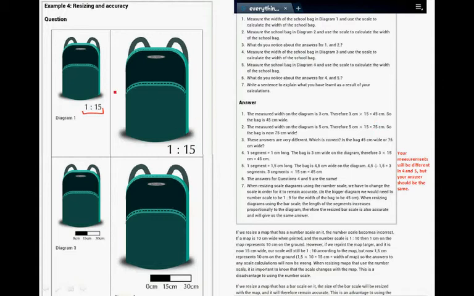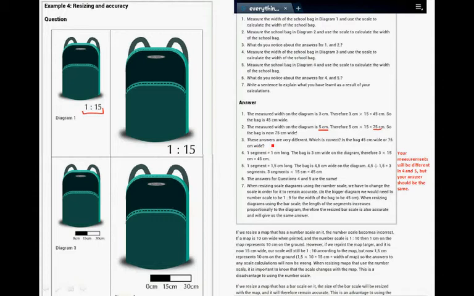If I measure this bag, I told you that it's 5 centimeters, you take 5 times 15, and you get 75 centimeters. So now the same bag, because of a rescaling, is now 75 centimeters wide. Okay, so the question is, what do you notice about it? The answers are different. And which one is correct? Is the bag 45 centimeters wide or is it 75 centimeters wide?